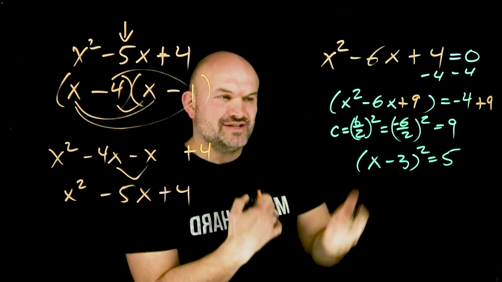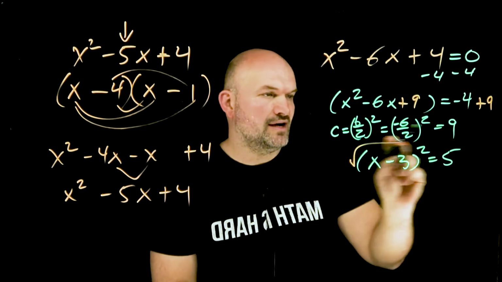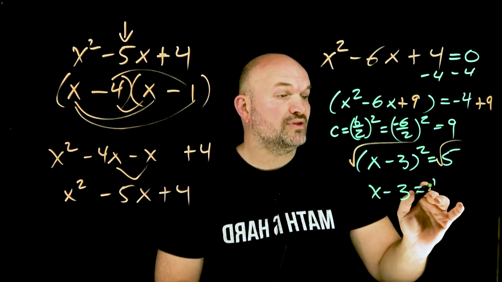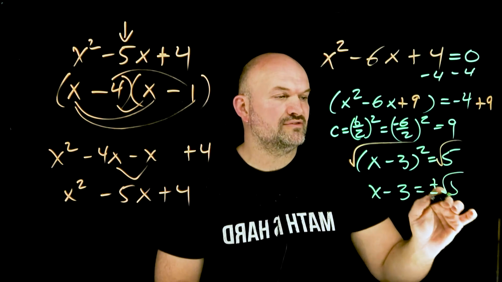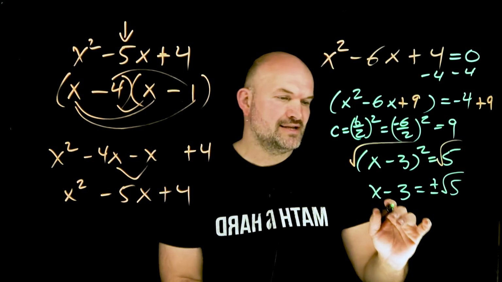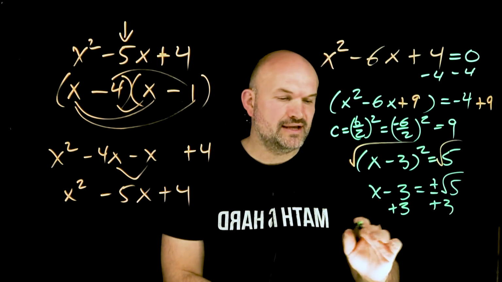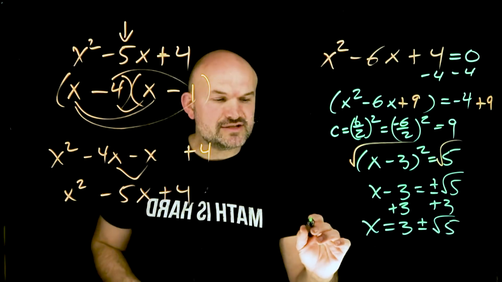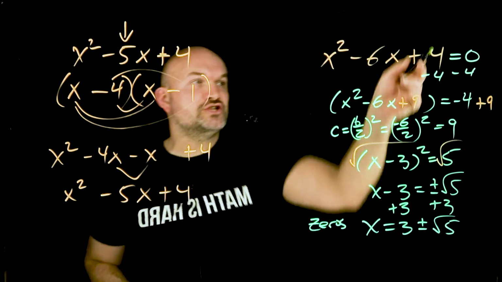Now, again, we're trying to find the zeros, so let's solve for x. To do that, I'll take the square root of both sides. I'm left with x minus 3 equals plus or minus the square root of 5. Need to make sure you include that plus or minus. Add 3, add 3. X is equal to 3 plus or minus the square root of 5. These are what we call the zeros. These are the solutions of this equation.